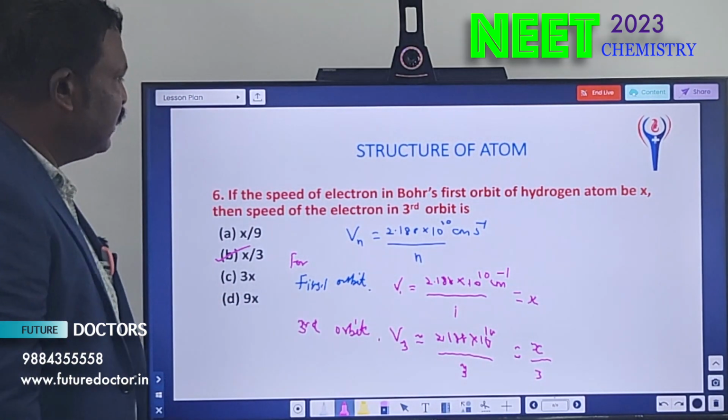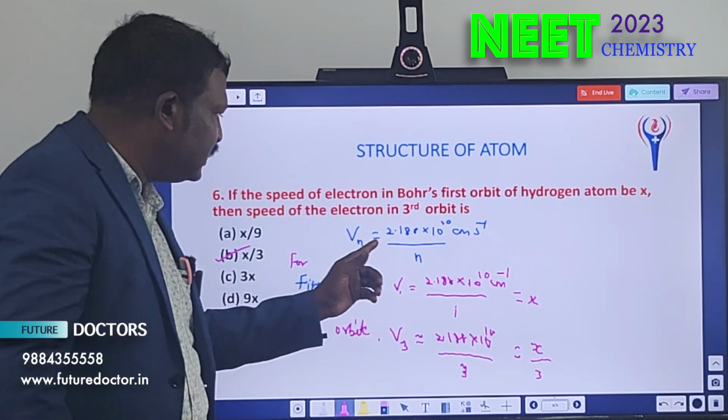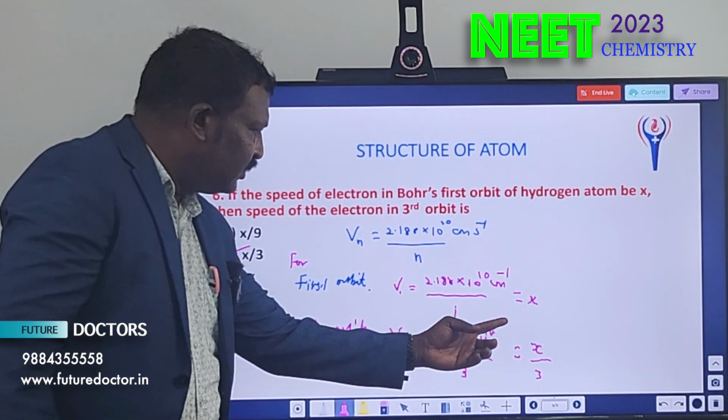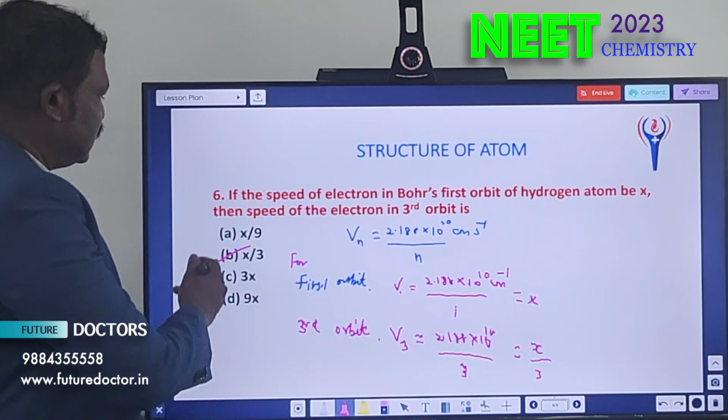Understood? Simply remember, don't worry about this value. At least remember the relation between velocity and orbit number: they are inversely proportional. This is considered as x, so instead of this number I put x. So x by 3. They are asking only about the third orbit. So answer B is the correct one.